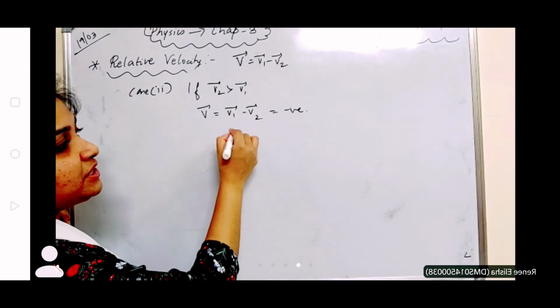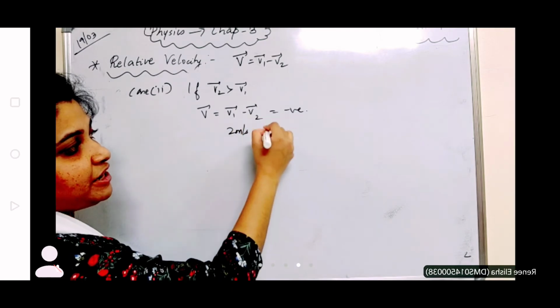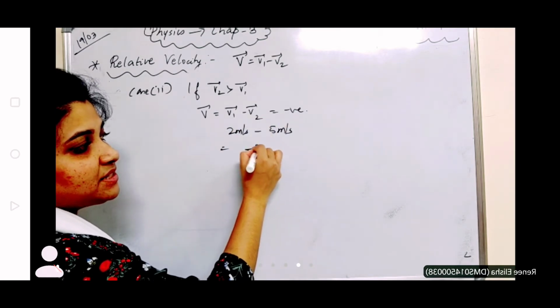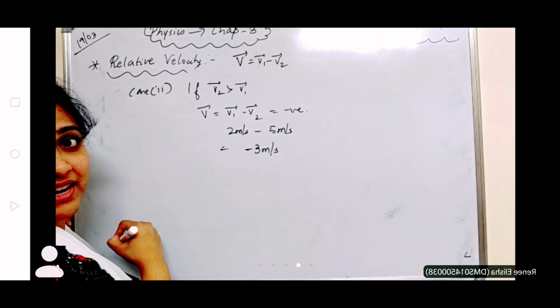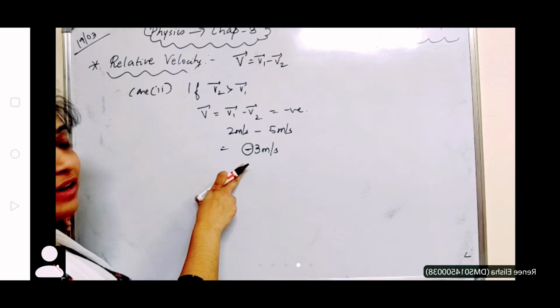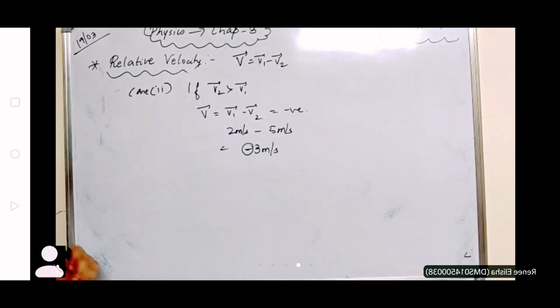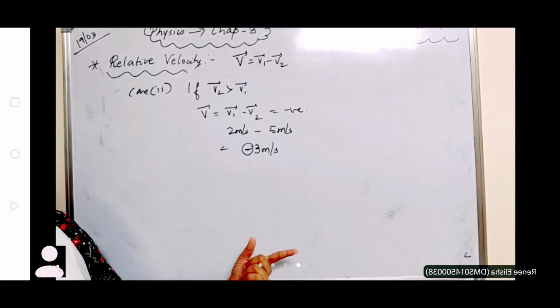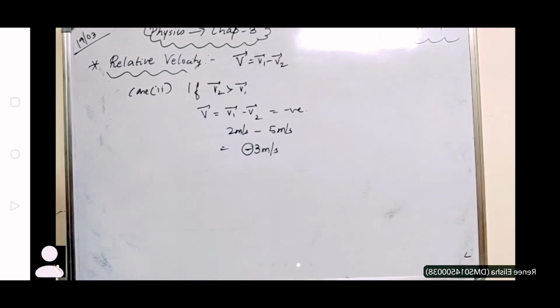Suppose V1 is 2 meter per second and V2 is 5 meter per second. So what is the final answer? Minus 3 meter per second, right? So definitely minus, that means it is negative. Negative velocity, we say, right? So I can finally say that, because V is negative, one graph is steeper than the other and both of them meet at one common point.